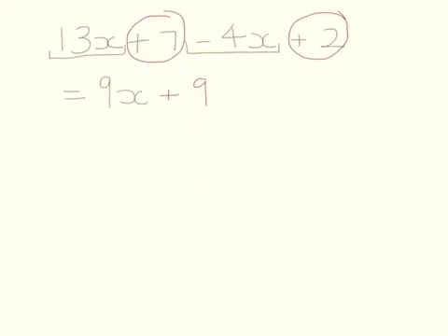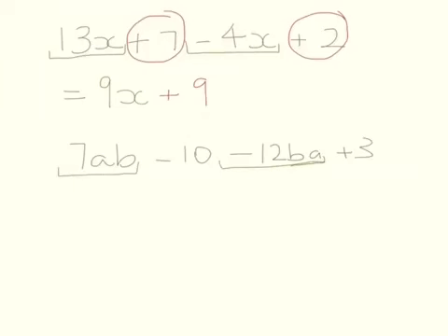If I try one a little bit harder, maybe 7ab minus 10 minus 12ba plus 3. Once again, I look for like terms. I've got a 7AB here. I go along the line, there's a BA, they're beside each other, so that is also a like term with 7AB. Now if I have 7AB and I take away 12BA, it's the same as taking away 12AB, so that's minus 5AB.